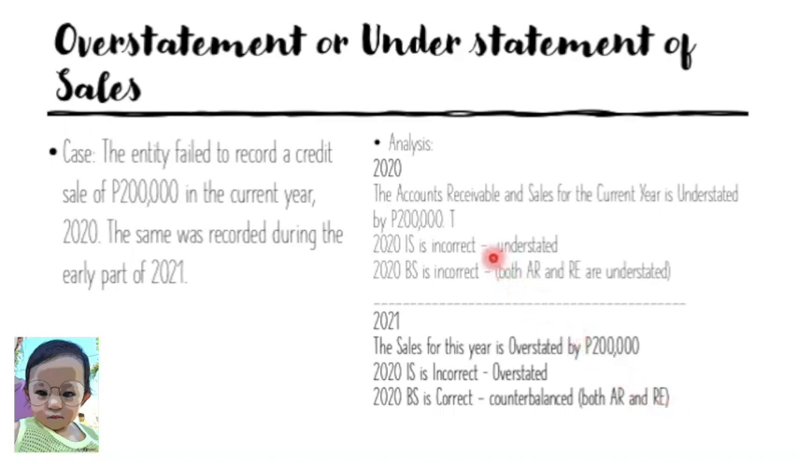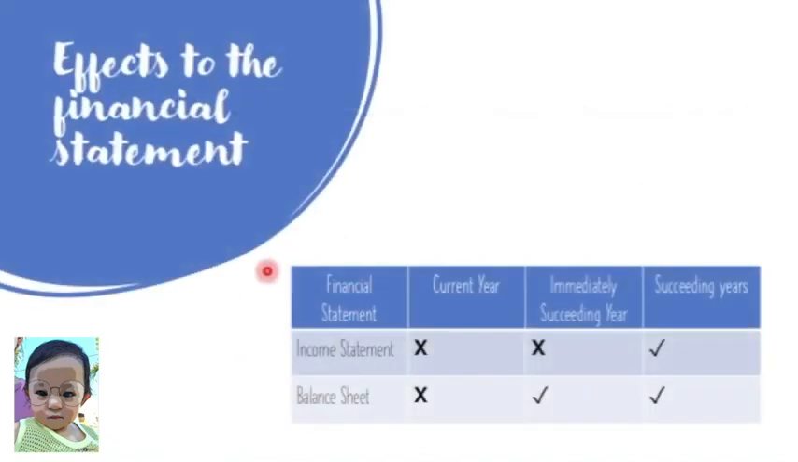Your net income last year is understated. That means retained earnings is understated. But since your current income in 2021 is overstated, as a result, your retained earnings has now been counterbalanced. So if we look at the table we have shown earlier, you will notice that in the first year, the income statement is erroneous, the same with the balance sheet. In the immediately succeeding year, the income statement is still in error. However, the balance sheet in that year is already correct because it's already counterbalanced. In the succeeding years, both income statement and balance sheet are correct, assuming there's no correcting entry that has been made.